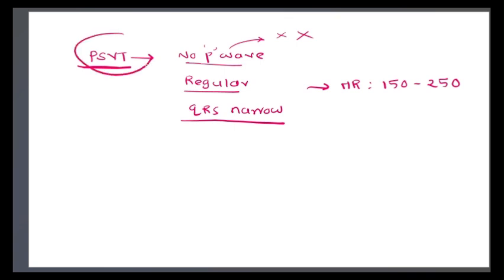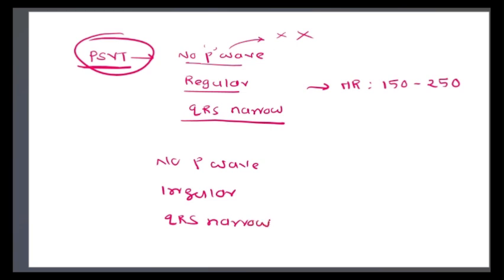Then this is more towards pSVT. But at the same time, no P wave, but the rate is irregular, QRS is narrow. Then all of you know what case it is. It is AFib. So this really matters, regular or irregular. All right. Thank you so much. In the next lecture, we will discuss ventricular tachycardia.